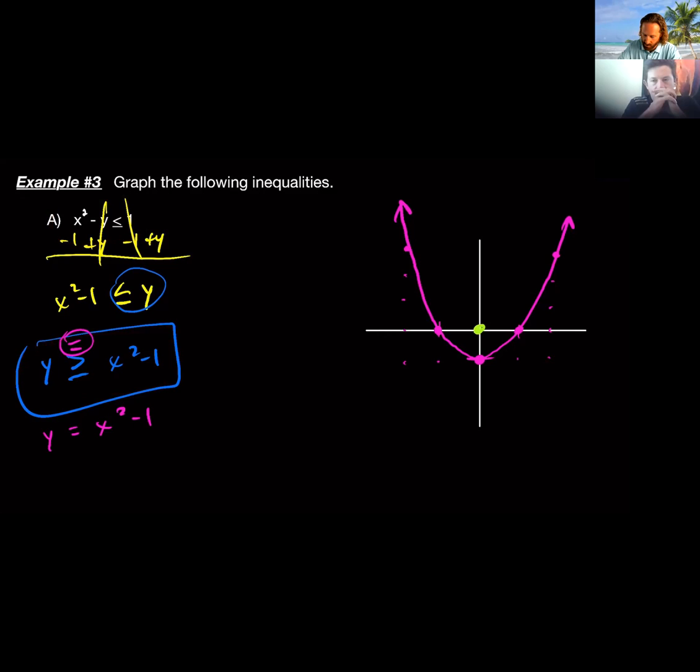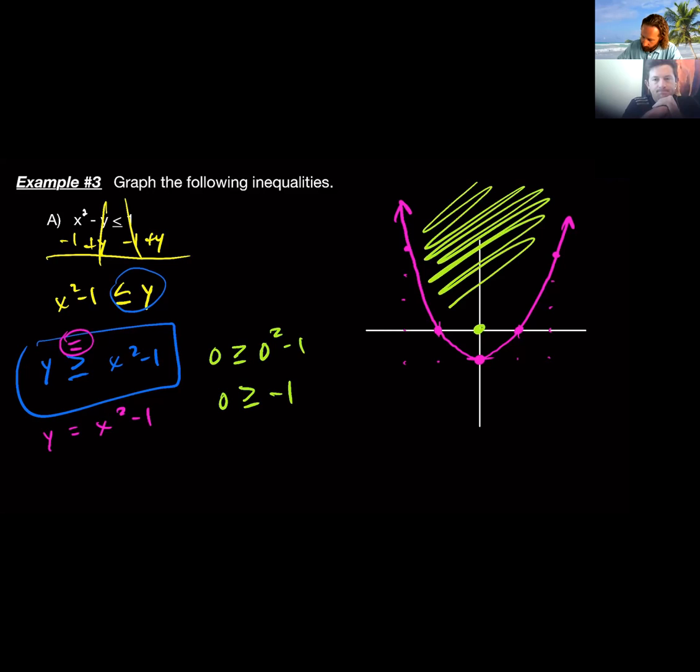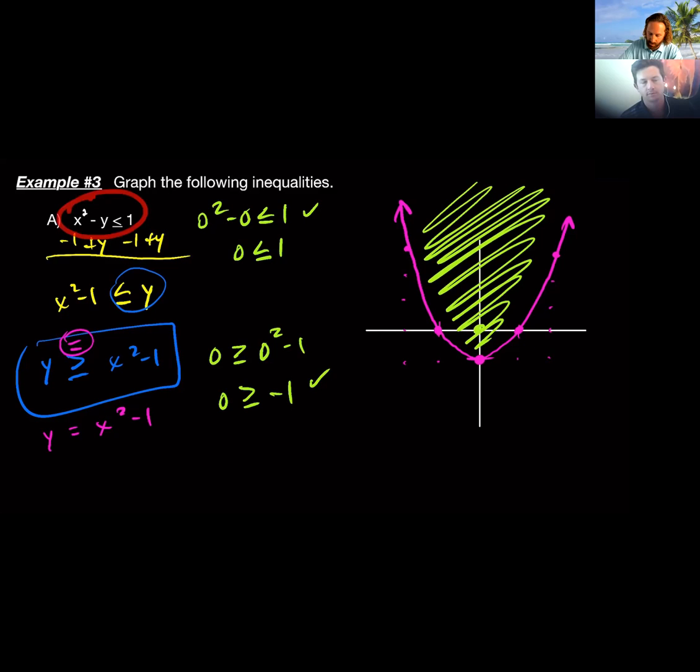Okay, just to show you, zero there, zero there. I get zero is greater than or equal to negative one. Is that true? Which means that works, and so does everything else inside. Okay, if I plug it in up here into my original one without all of the strikings through it, I get 0 squared minus 0 is less than or equal to 1. Is 0 less than or equal to 1? Again, you can see it does not matter where you plug it in because this equation and this equation are the same equation, just in a different form.